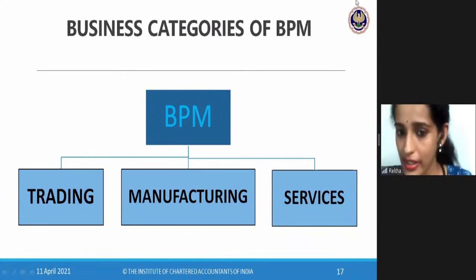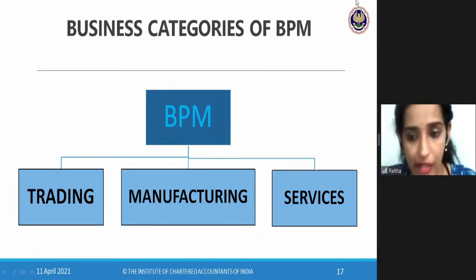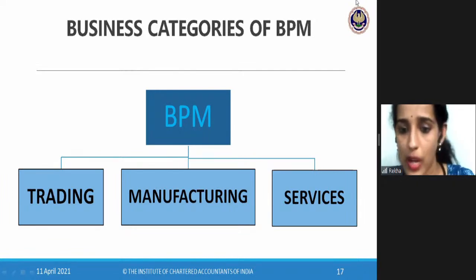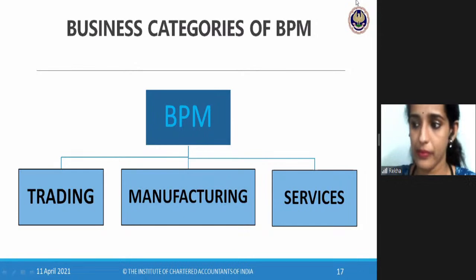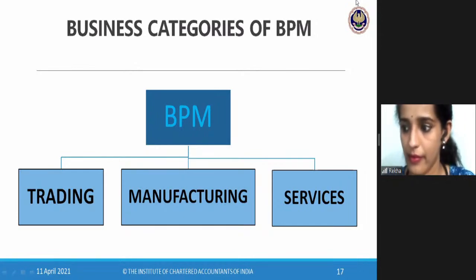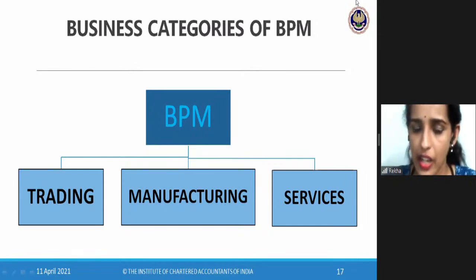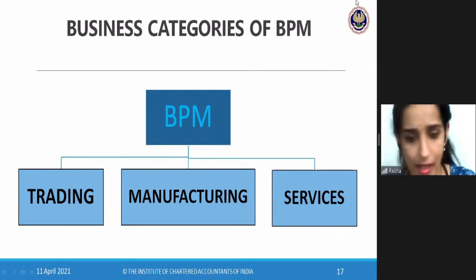So depending on that, your normal business is differentiated or categorized into three: trading, manufacturing, and services. Depending on this, you can include or exclude the modules as required. It depends from one particular business to another whether they require that module or not. Now, say in your trading, just purchase and sale of that.